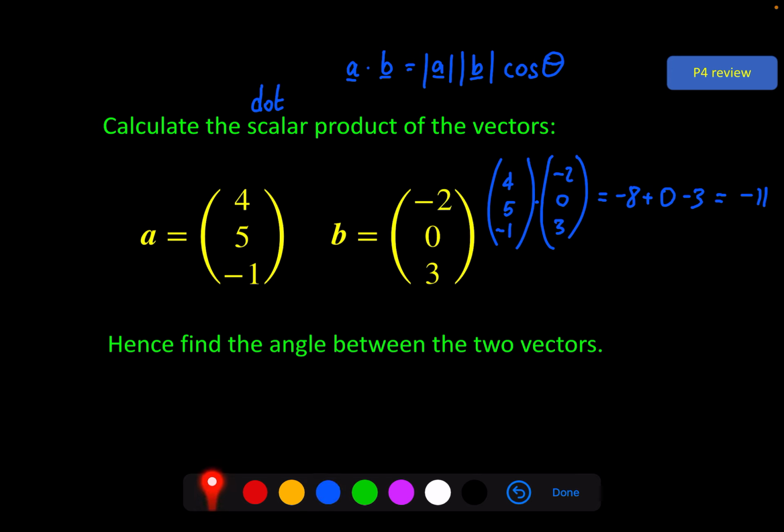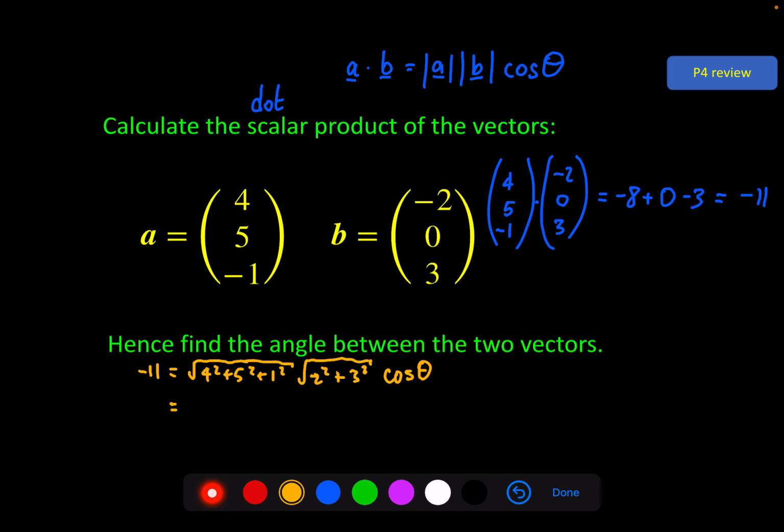Hence, find the angle between the two vectors. So if we can find the dot product in this method, that's the left-hand side, we know how to find the magnitude of vectors, and then we can find the angle by putting these together. So we've got minus 11 is equal to the square root of 4 squared plus 5 squared plus minus 1 squared, times minus 2 squared plus 0 squared plus 3 squared square rooted, times the cosine of the angle.